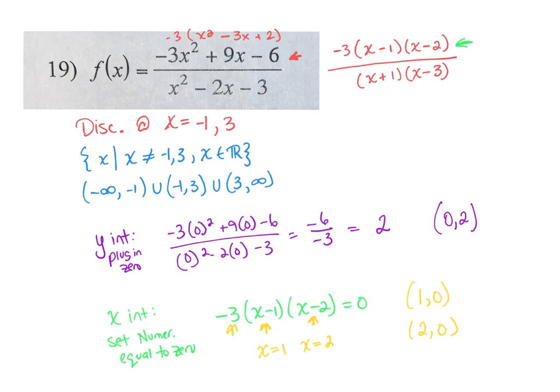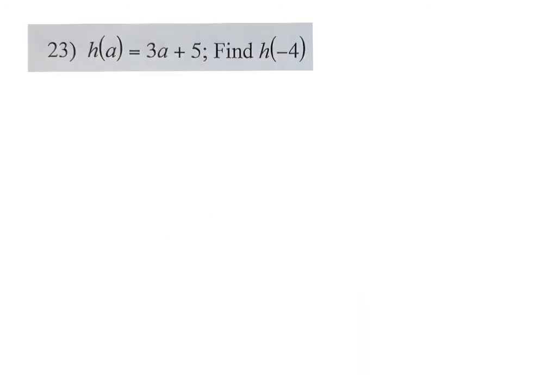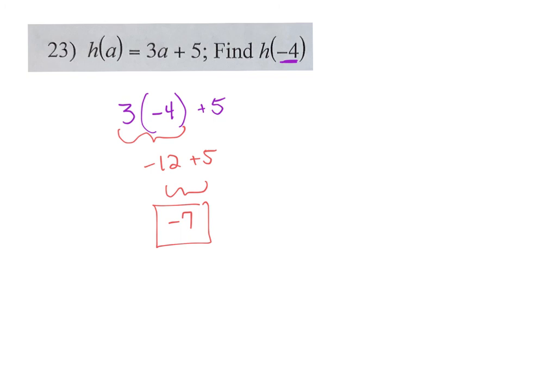Okay? This just means plug it in. So they've given you a function. And then they have some function with parentheses. Whatever's in parentheses, they want you to plug it in. So if it's a number, you just plug in the number. So we're going to say 3, and instead of a, we're going to write that -4 that they gave us. Plus 5. And then just do order of operations. 3 times -4, plus 5. -7 is your answer.